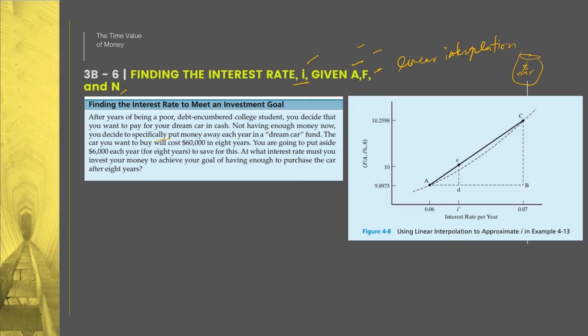The car you want to buy will cost $60,000 in 8 years. You are going to put aside $6,000 each year for 8 years to save for this. At what interest rate must you invest your money to achieve your goal of having enough to purchase the car after 8 years? So, pila interest rate must you invest your money to achieve your goal of having enough to purchase the car after 8 years? Sige.